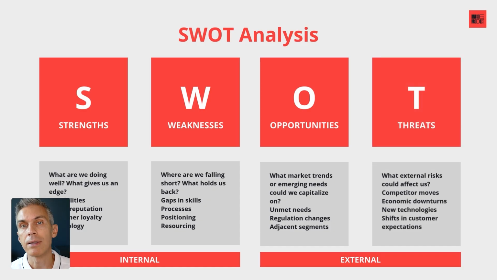So finally, there are the threats. When you're talking about threats, you are going to look into the external risks that could affect us as a product, as a business, as a project. Here there can be things like competitor moves, where they might be moving faster than we are. There can be economic downturns. Those can hurt quite heavily some projects or some businesses. There can be new technologies.